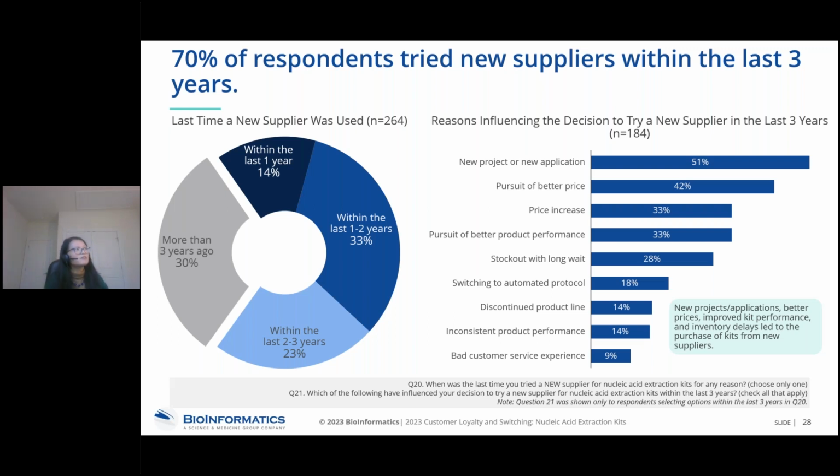So 70% of respondents indicated that they tried new suppliers within the last 3 years. 14% within the last year, but the majority within the last 1 to 2 years, and then 2 to 3 years. And there were a few reasons that influenced their decision to try a new supplier. Most commonly, a new project or new application led to them switching and at least evaluating a new supplier, the pursuit of a better price given increases from their current suppliers, pursuit of better performance, and just long lead times or stockouts and inventory delays.